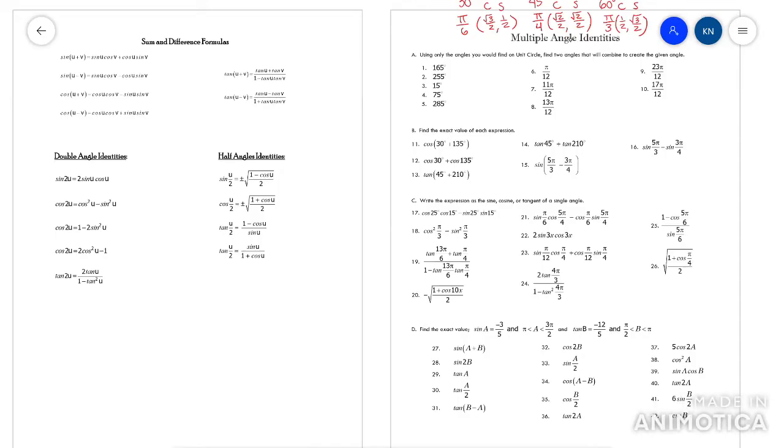Okay, this video is going to go over multiple angle identities. This can get kind of complicated, but it's not that bad, I promise. I would suggest that you're good at adding and subtracting fractions in order to be able to do this. And then also remember your reference angles, these angles up here. So that's super important to know before we go any further.